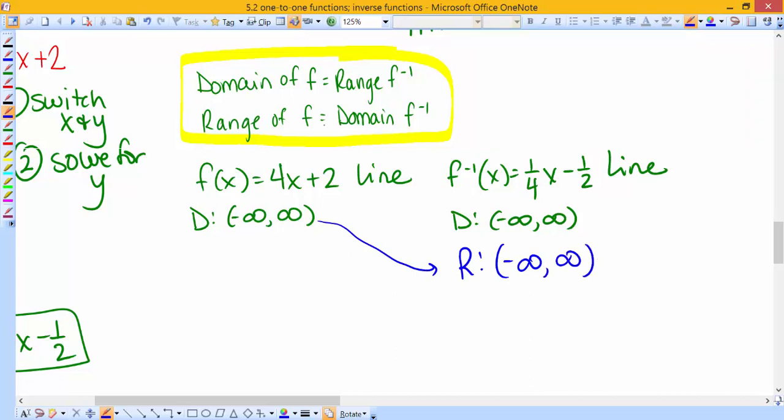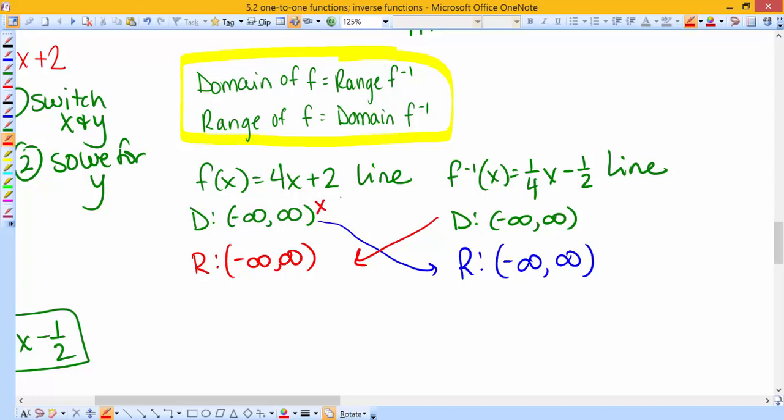And then the domain of the inverse is the range of the original function. So down here, my range becomes negative infinity to infinity. And again, these are lines, so you should know that. But the idea that they're switching, don't forget x and y switch.